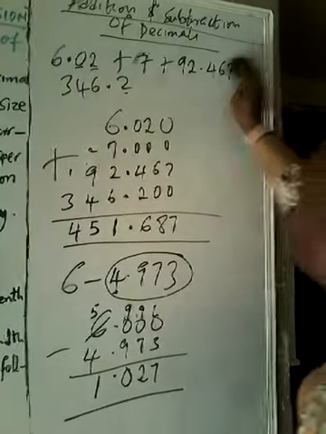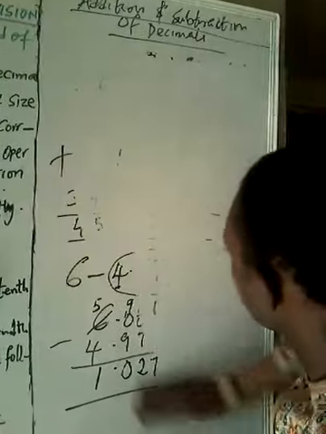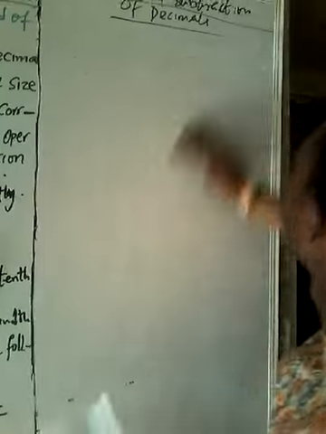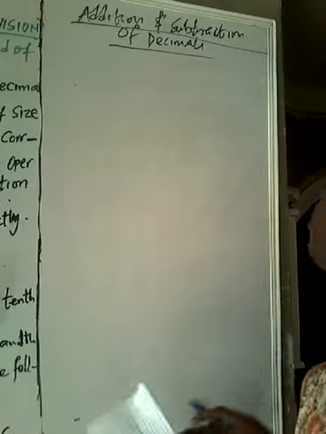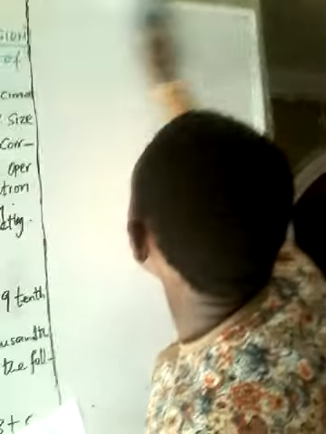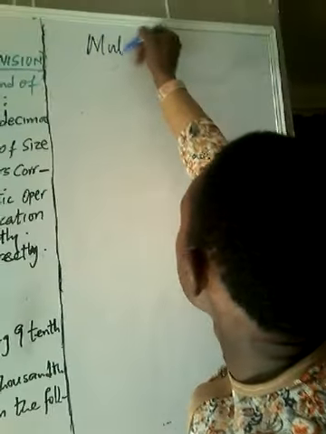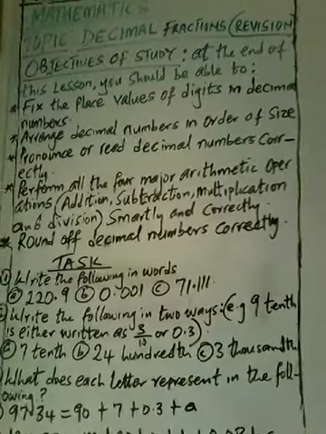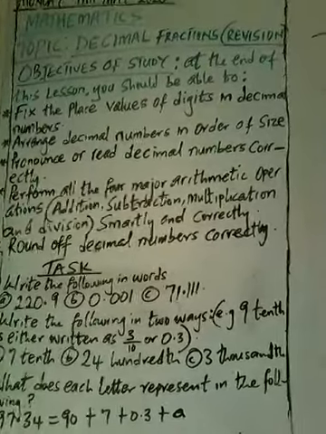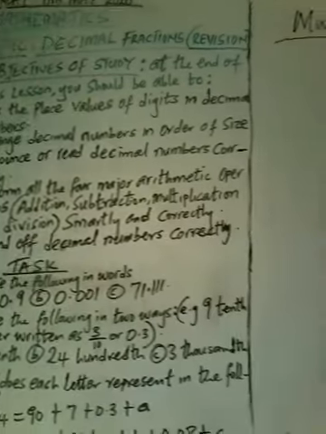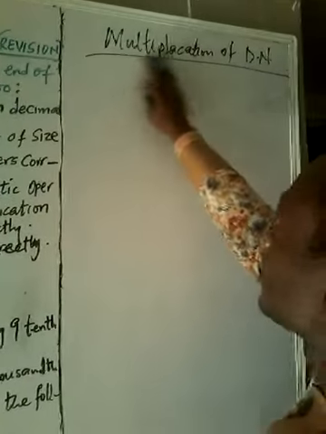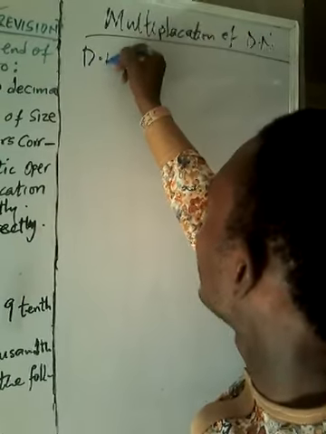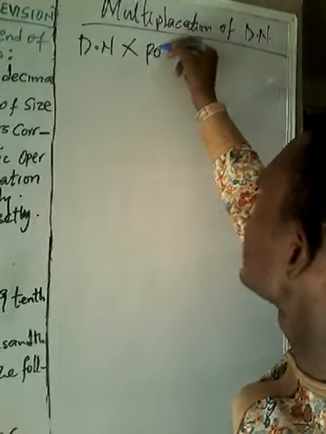Now, to division or multiplication first. Multiplication of decimal numbers. Now, if you are given, it can come in diverse ways. The elementary way is that when you are given a decimal number multiplied by powers of 10.